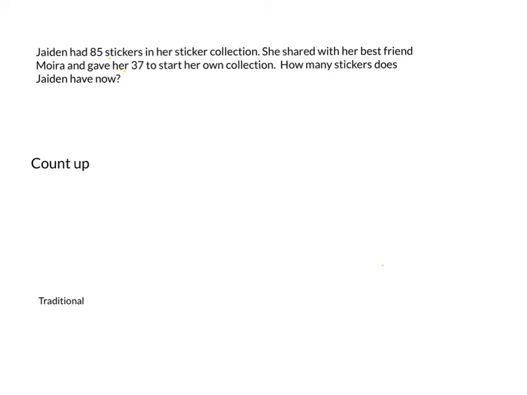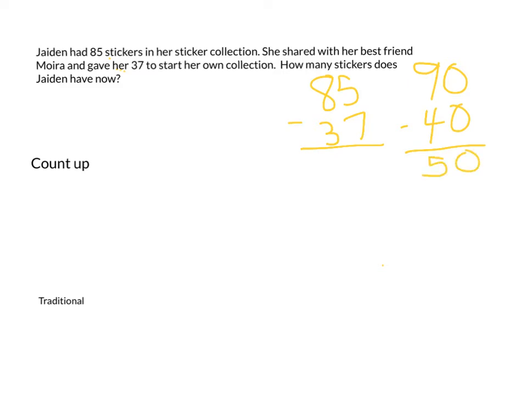First, though, I'm going to estimate what my answer could be. I see that she starts with 85 and we're going to subtract 37. So 85 is closest to 90, I'm estimating, and 37 is closest to 40. And when I subtract 90 minus 40, I get 50. So my answer when I solve the problem should be close to 50. And I estimate just to make sure that my problem makes sense.